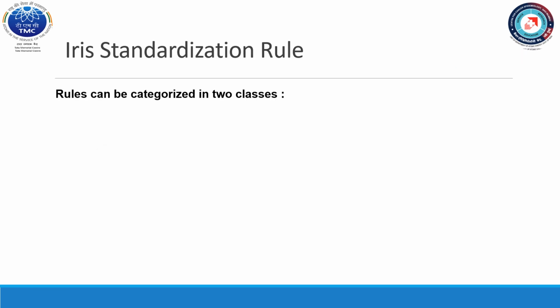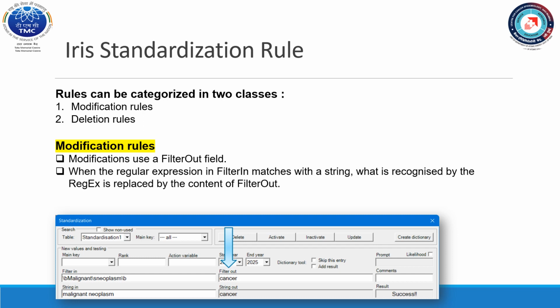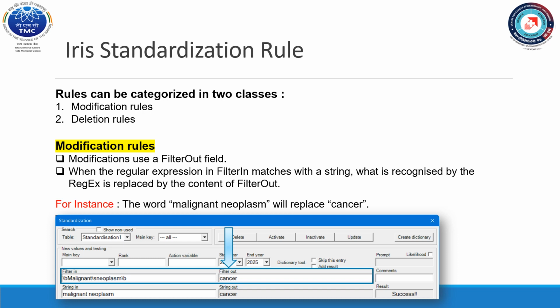IRIS standardization rules can be categorized in two classes: modification rules and deletion rules. Modification rules use a filter out field. When the regular expression in filter in matches with a string, what is recognized by the regular expression is replaced by the content of filter out. For instance, as shown in the slide, the context malignant neoplasm will be replaced by cancer. The result is a successful match.